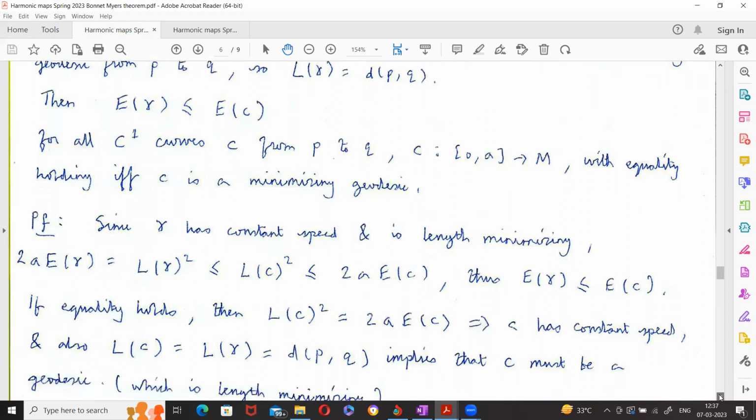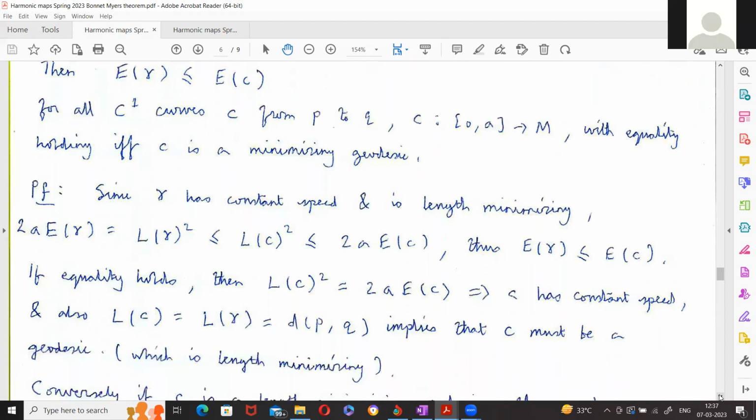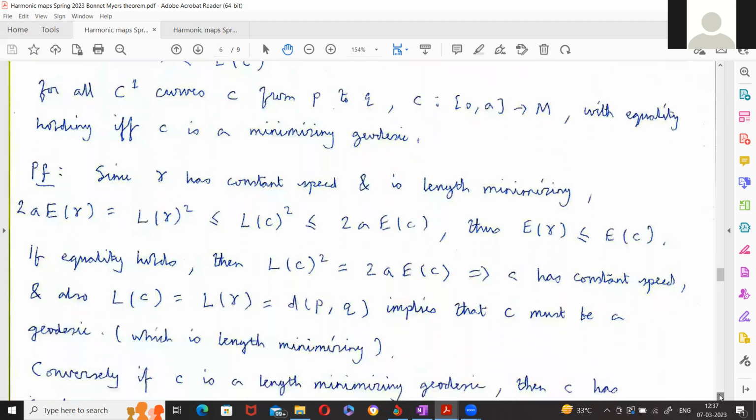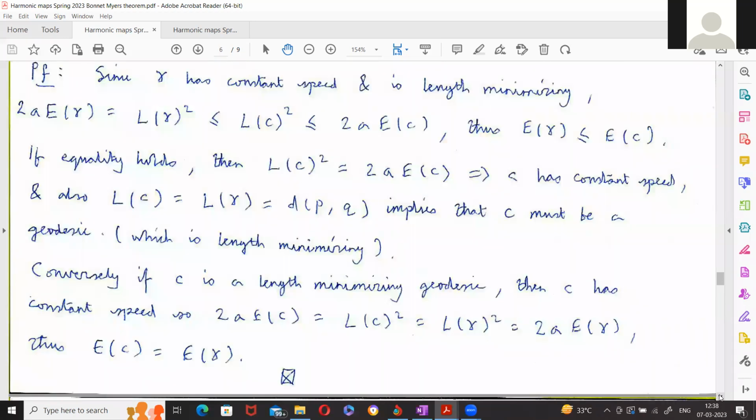Okay, and conversely, if C is a length minimizing geodesic, then C has constant speed because it's a geodesic. So we have equality in Cauchy-Schwarz: 2a times the energy of C is equal to the length of C squared. And if C is length minimizing, then the length of C squared is equal to the length of gamma squared, and that is equal to 2a times the energy of gamma. So therefore, the energy of C is equal to the energy of gamma. Okay.